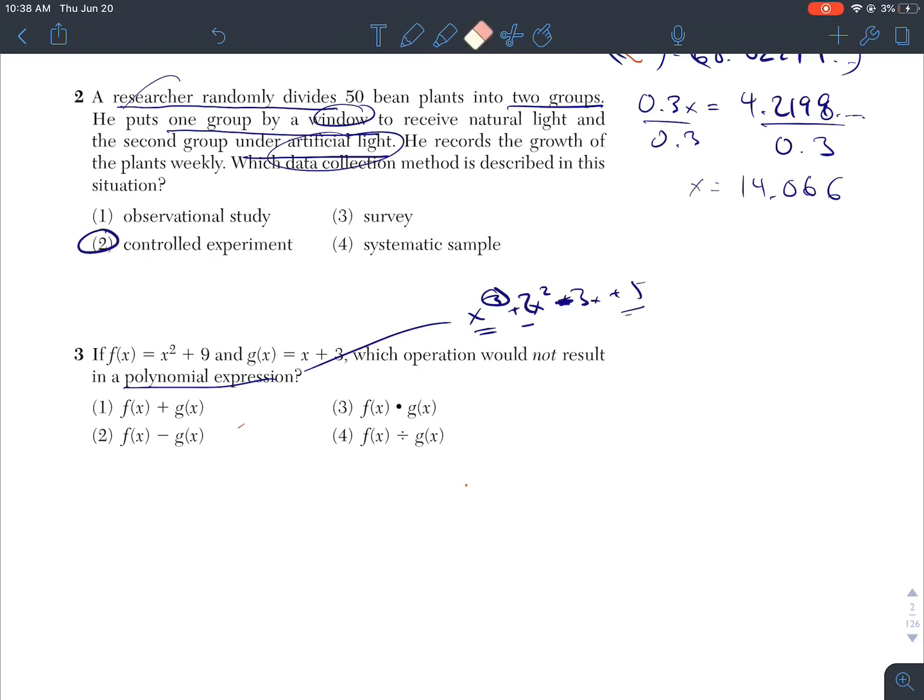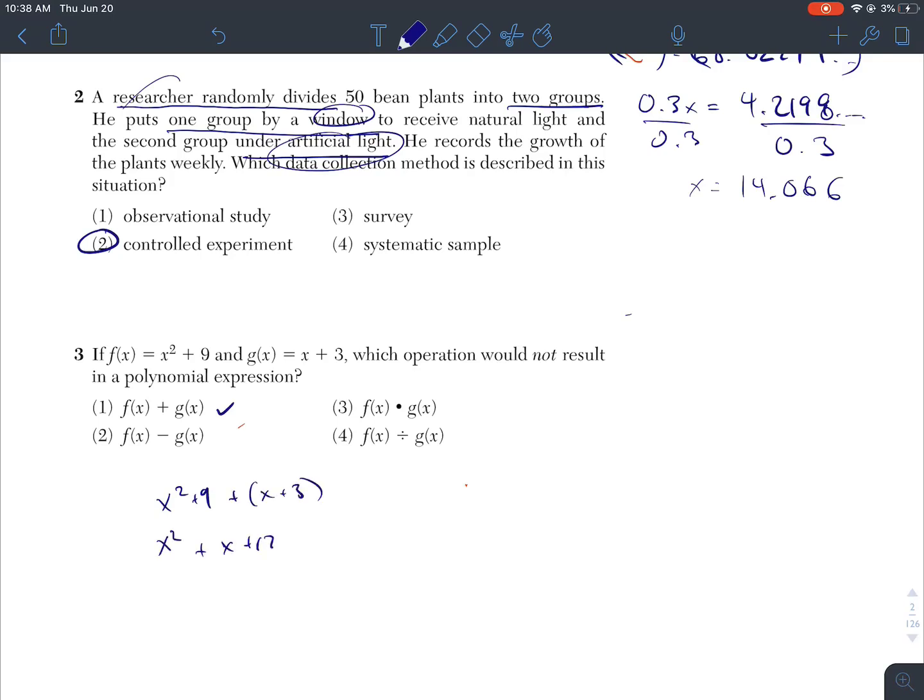So let me prove the first one to you. This one is a polynomial because if you take x squared plus 9 and you add x plus 3, that's going to give you x squared plus x plus 12, which looks exactly like the one that we just indicated. F of x minus g of x is going to look very similar, except with some negatives. F of x times g of x is x squared plus 9 times x plus 3. When we distribute these things out, it's pretty evident that we're going to be getting a polynomial, but to prove it, that is definitely a polynomial. So it's got to be choice 4.